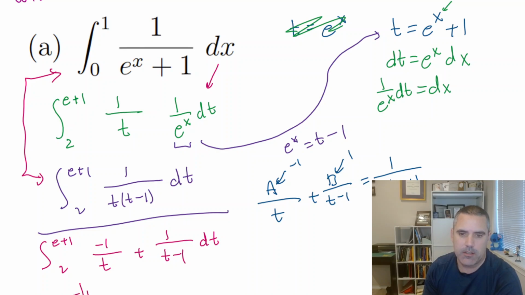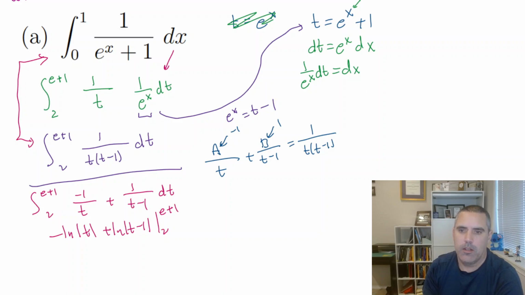Okay, so this is negative the log of t plus the log of t minus 1, evaluated from 2 to e plus 1. Looks like I'm probably off my screen now. Then we plug everything in.